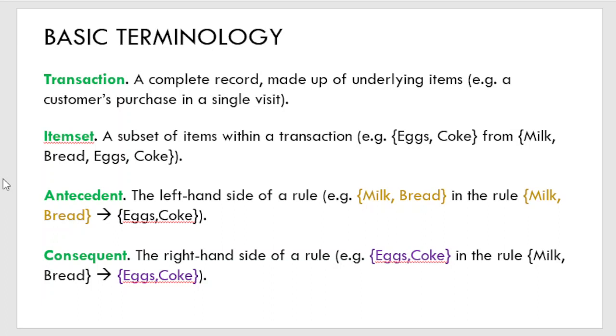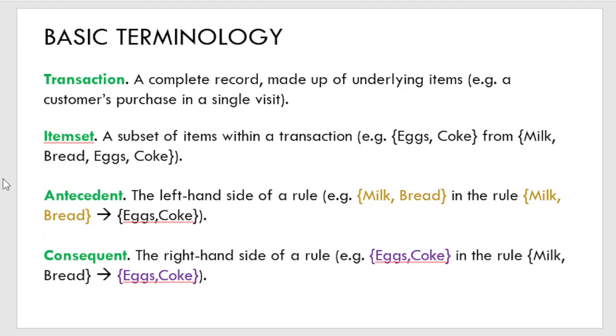Then the following two terms are quite key: the antecedent, which is the left-hand side of a rule. Rules have a left-hand side and a right-hand side. So the left-hand side is what is called the antecedent. In a rule with milk, bread versus eggs and coke, milk and bread becomes the antecedent. Then we also have the consequent, which is the opposite of the antecedent. It is on the right-hand side, and going back to our example, eggs and coke become the consequent.